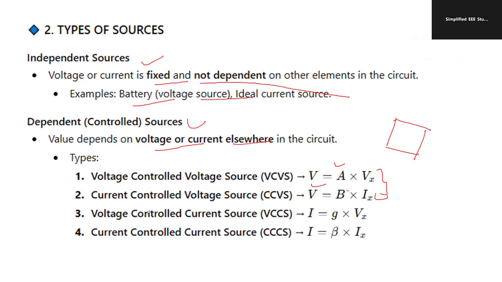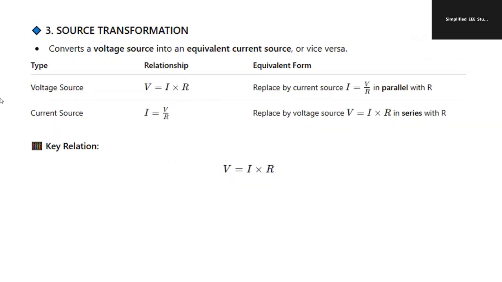Similarly, voltage controlled current source: I is equal to G into Vx, where G is known as the transconductance. Similarly, current controlled current source: I is equal to beta into Ix, where beta is known as the current gain. These are the important points I wanted to convey before solving numerical examples and going in depth into network analysis. Another topic is source transformation.